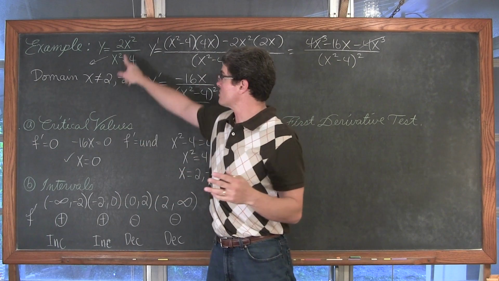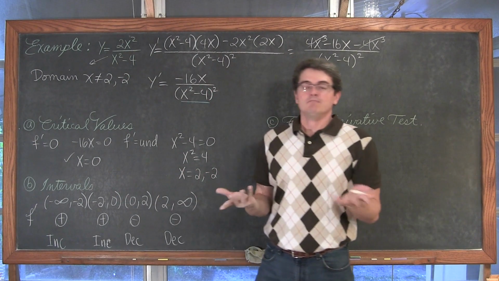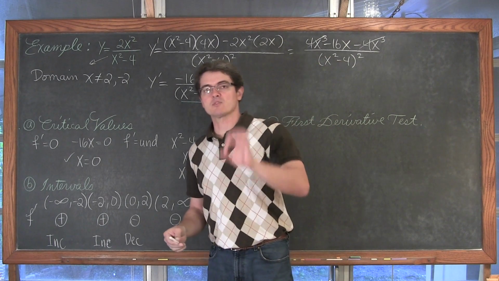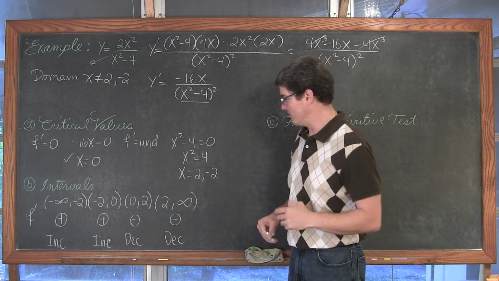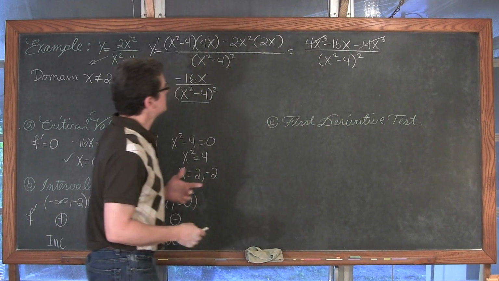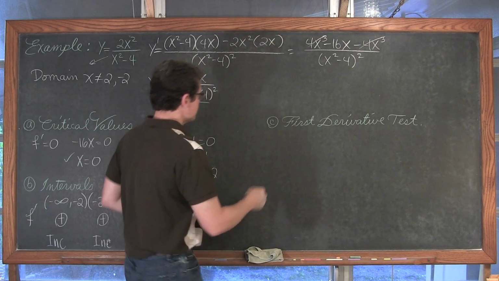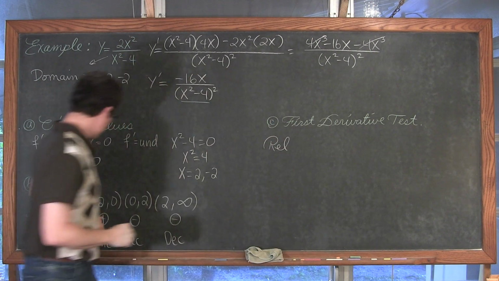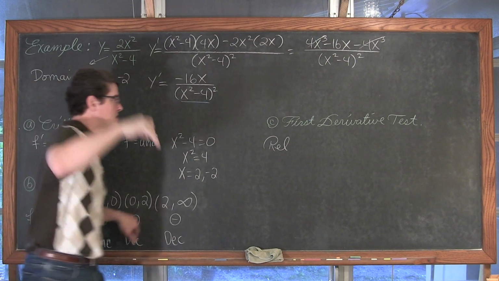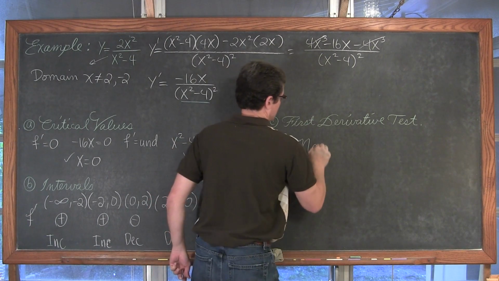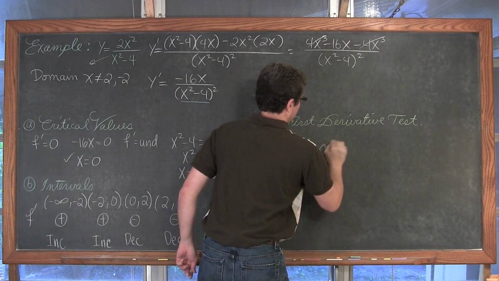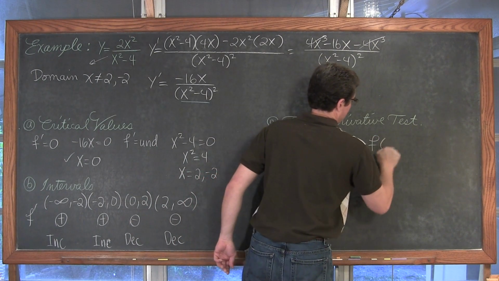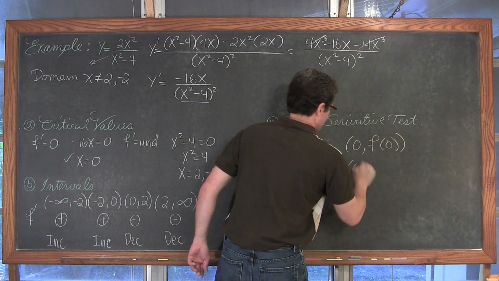If the original function was undefined at 0, it wouldn't be a relative max or min, because you can't have a relative max or min when you're approaching a hole or a vertical asymptote. So our first derivative test says that we have a relative, positive to negative, rise to fall, so relative max at 0, f of 0, which is 0.